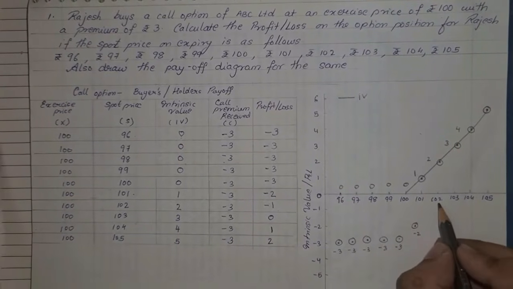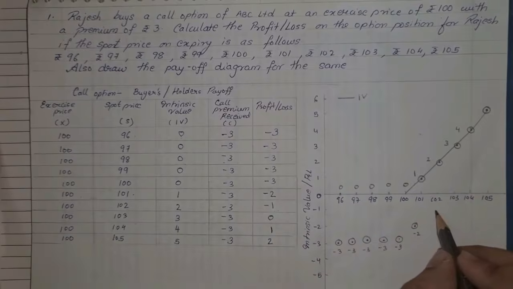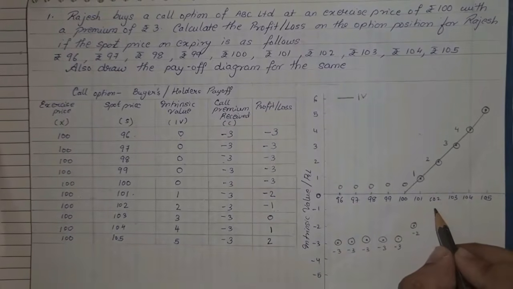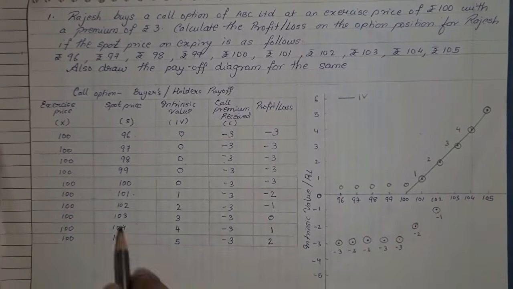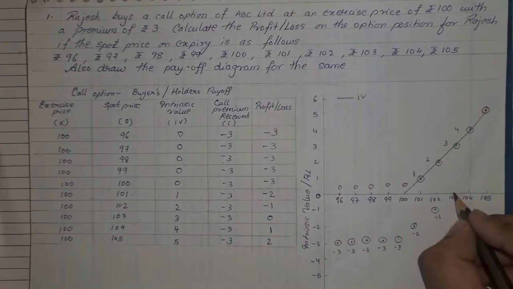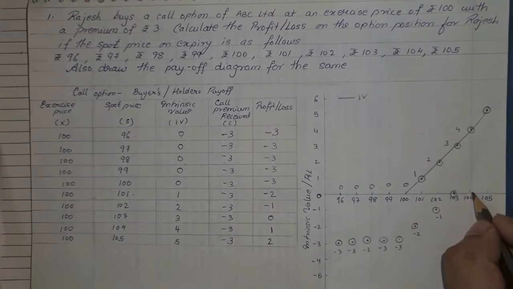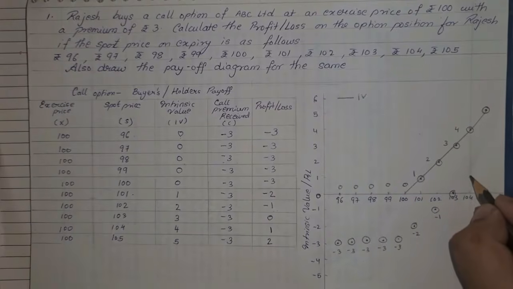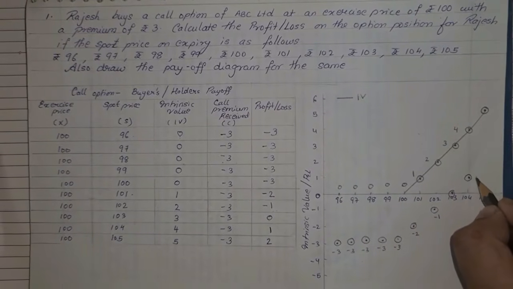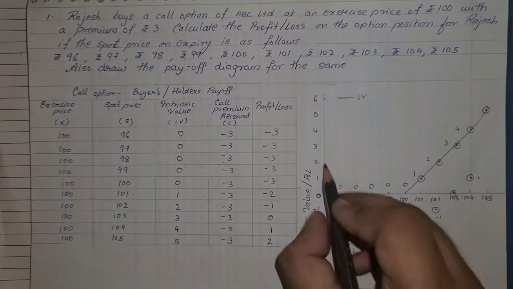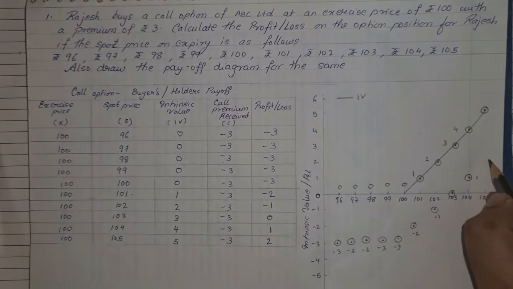At 102 the loss is negative 1. Now at 103 there is no loss, no profit, so it is at an equilibrium price. At 104, you are actually earning the first profit. And at 105, you are earning the profit of rupees 2.